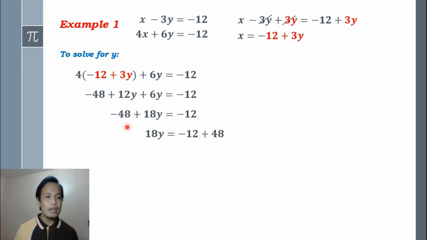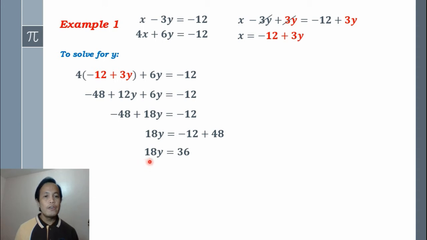So what shall remain at the left side of the equation shall be 18y equals negative 12 plus 48. As I've said, we added 48 here, so we will also add 48 here. The 48 here will be cancelled out, but we will have the 48 at the right side of the equation. So negative 12 plus 48 is equal to positive 36.